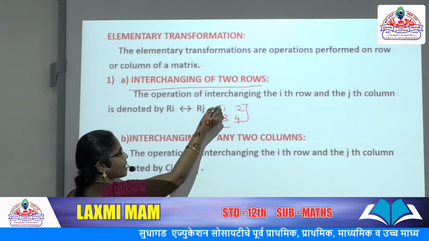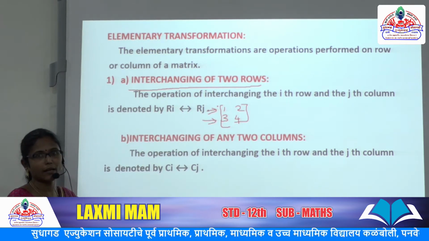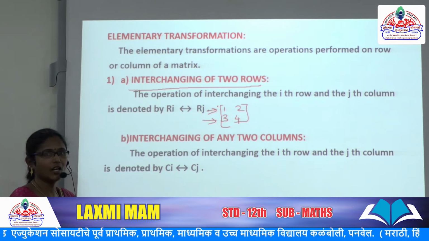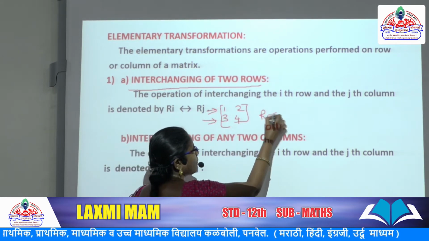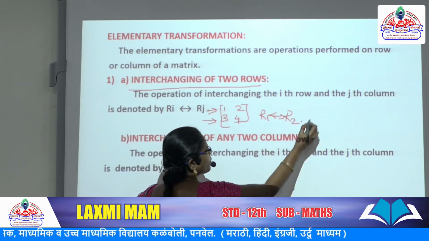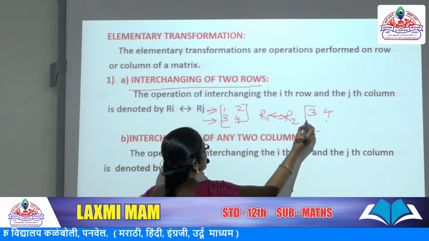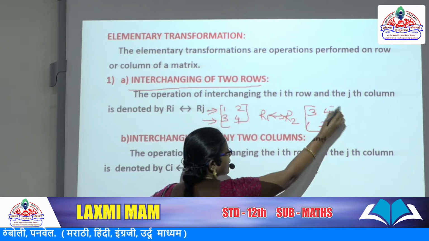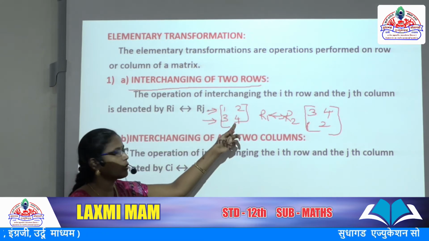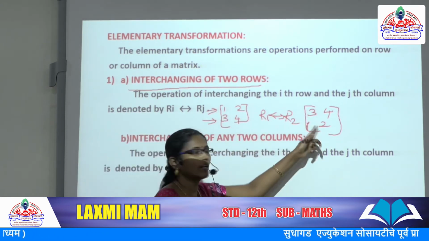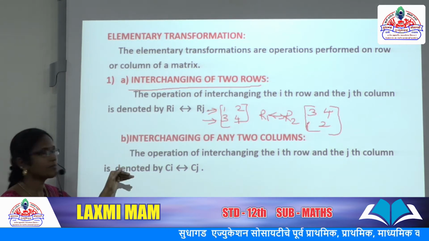We can write row 2 in the place of row 1, and row 1 in the place of row 2. Interchange, we can write by changing their places. Suppose we are applying this condition, row 1 interchanged with row 2, then row 2 comes to the first row and row 1 comes to the second row. This will be the answer. 1 2 3 4 will become 3 4 1 2. Is it clear?